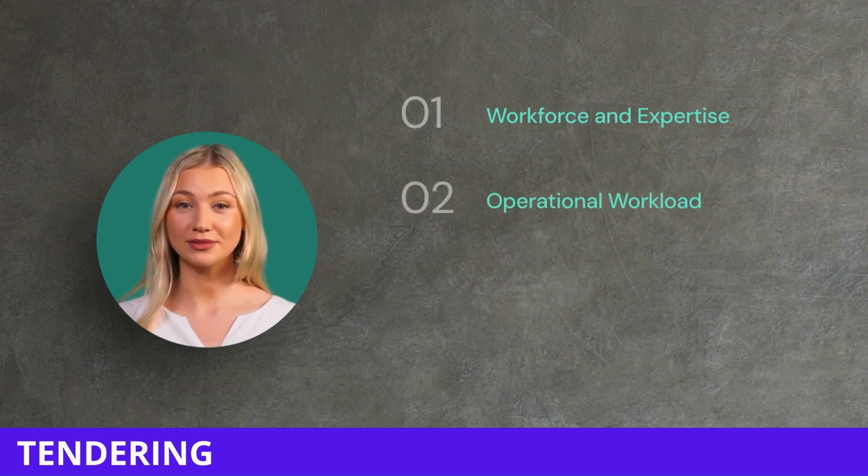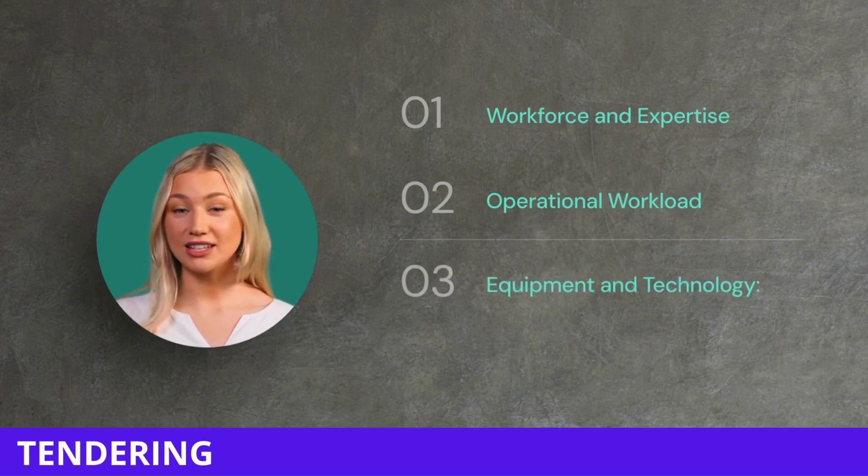Operational workload. Next, take a close look at your company's current obligations. Are your ongoing projects taking up most of your resources? You don't want to overcommit. Imagine this: if your team is stretched thin, it might result in delays, errors, or even affect your company's reputation.